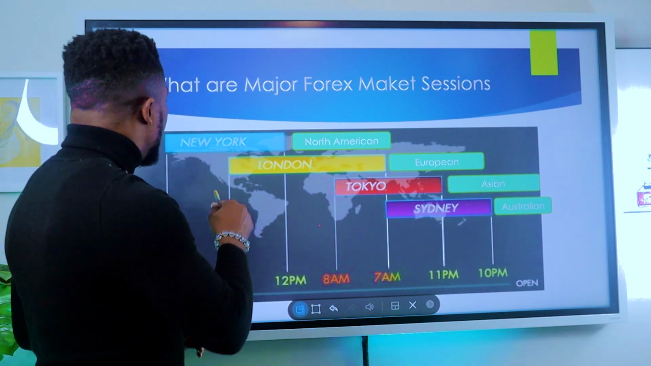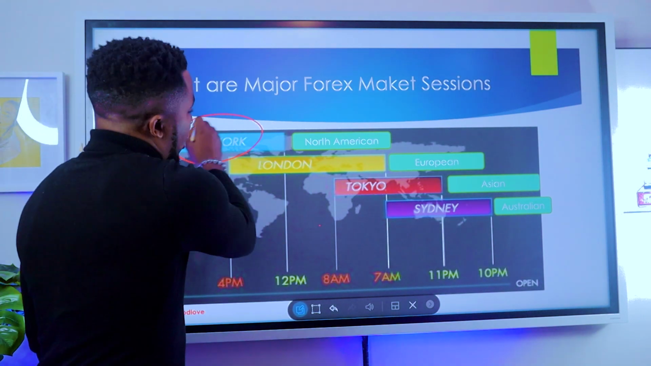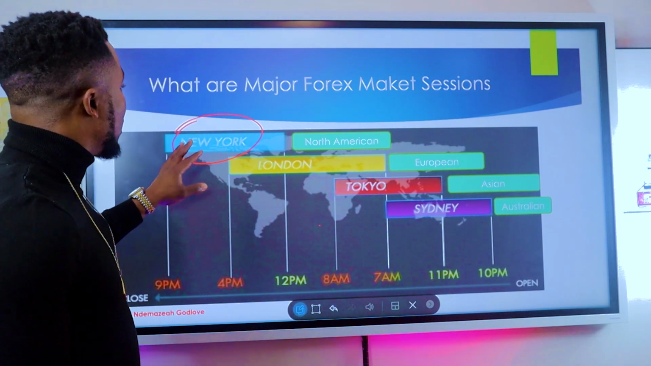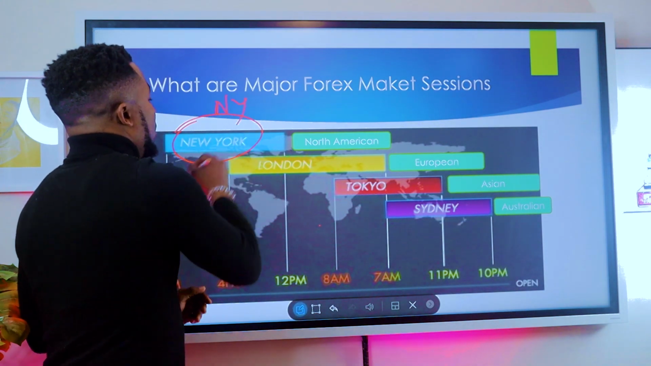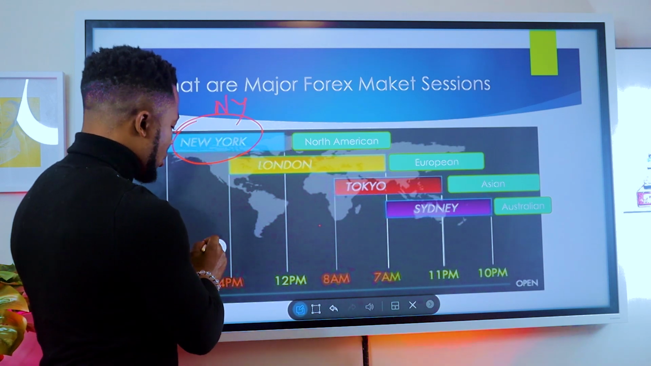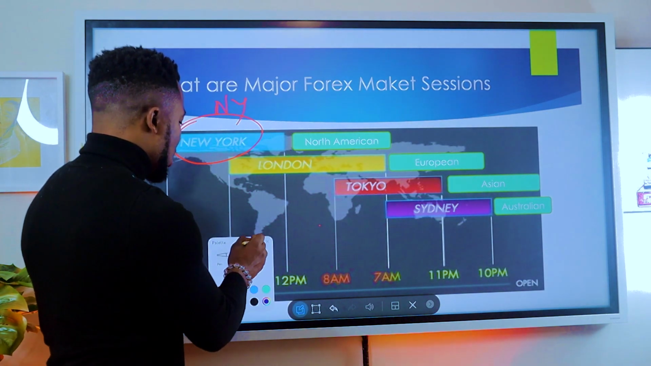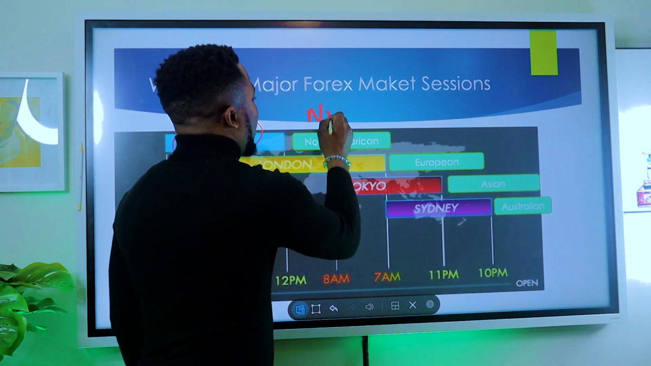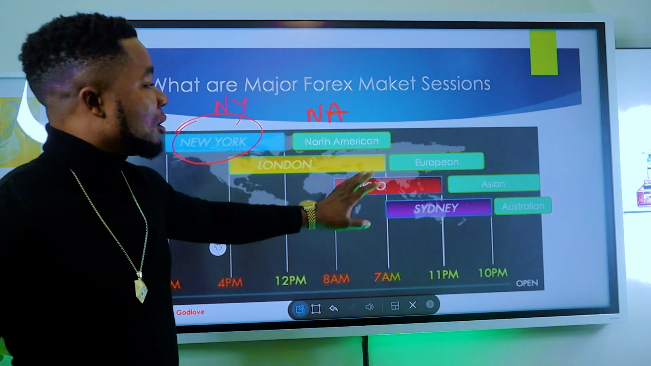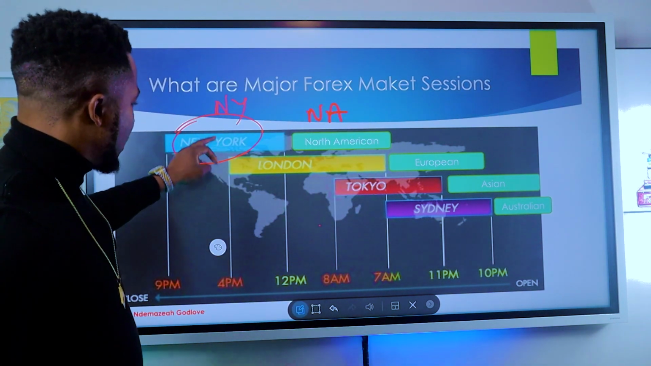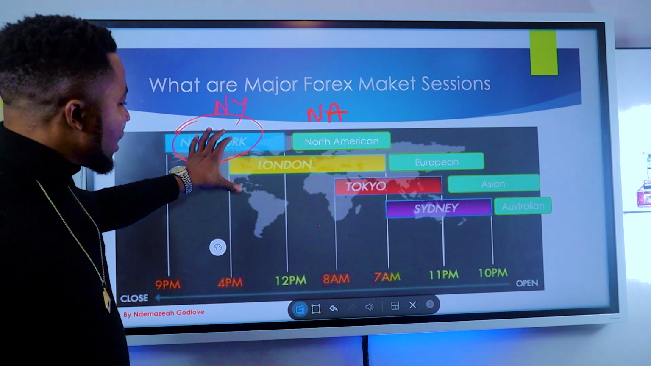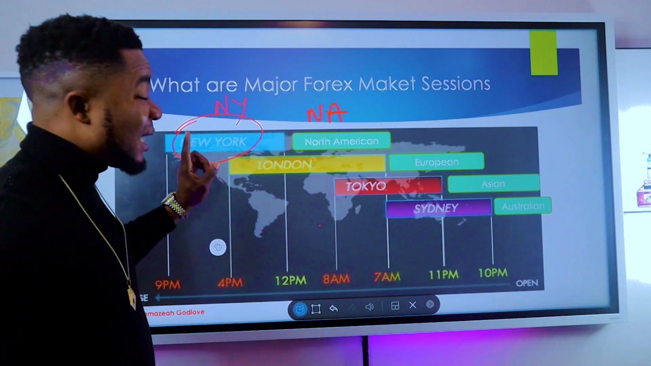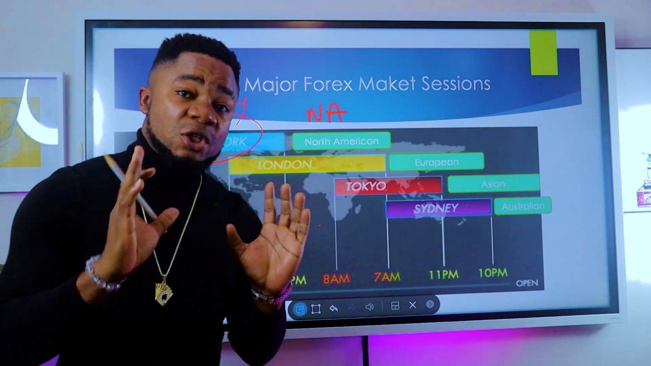You have the New York session. I hope you can see it clearly from here. If it's not too clear, let me make it a little bit bigger. So here we have the New York session or the North America session, because the whole of this area represents New York. You can see this is the session right here. It represents New York or North America, because this is like the world map. That is the first session, because we have 4 major sessions.